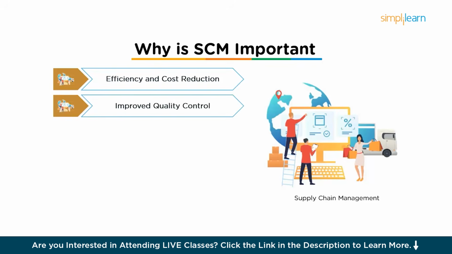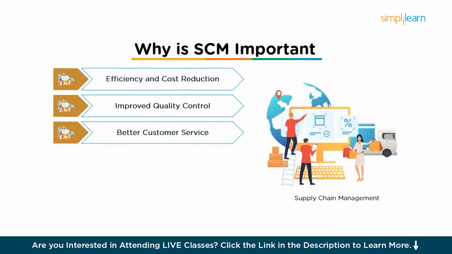Then comes improved quality control. SCM ensures that all parts of the supply chain maintain high standards. This control helps in maintaining product quality, reducing defects, and improving customer satisfaction. Then comes better customer service. With SCM, companies can respond more quickly to customer demands, ensuring timely delivery and better service. Quick and effective response plays a crucial role in boosting customer contentment and devotion.